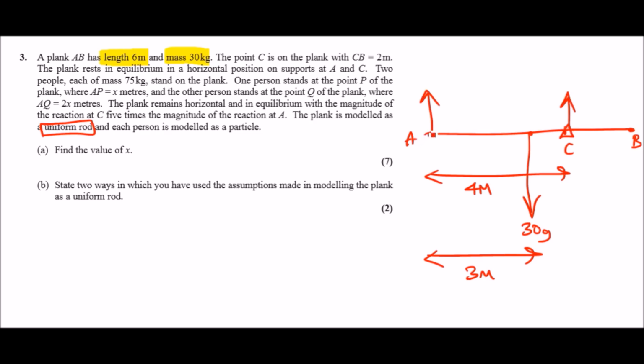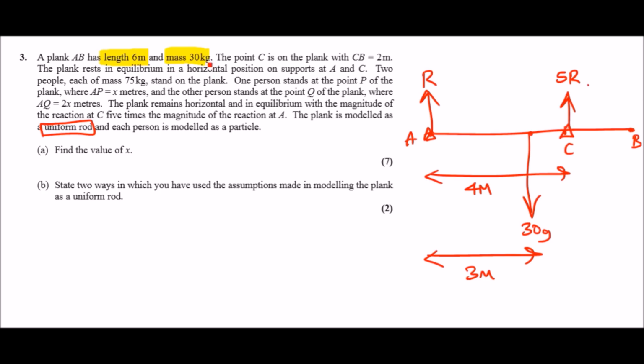Now before I carry this on, I want to see if the reactions have any values. And yes, if you look at this line here, the plank remains horizontal and in equilibrium with the magnitude of the reaction at C 5 times the magnitude of reaction A. So if the magnitude of A was say R, then C would be 5 times R. Okay, that's cool. Now let's carry on where we left off.